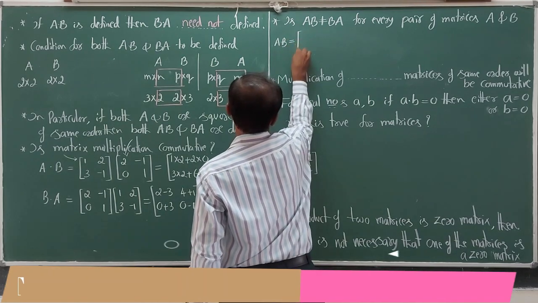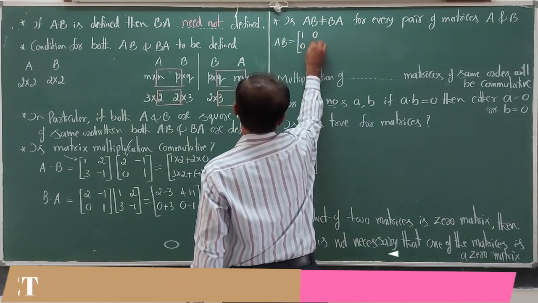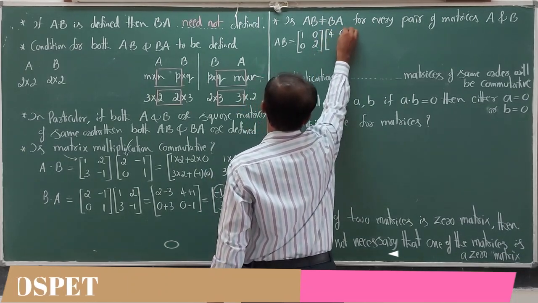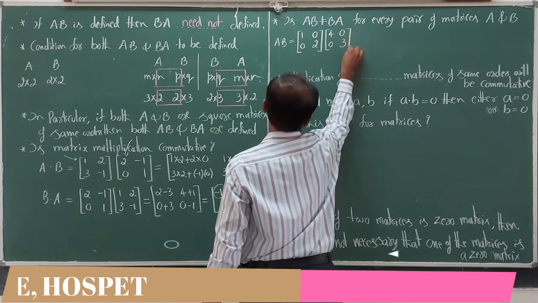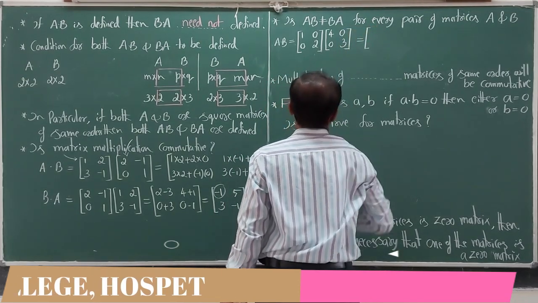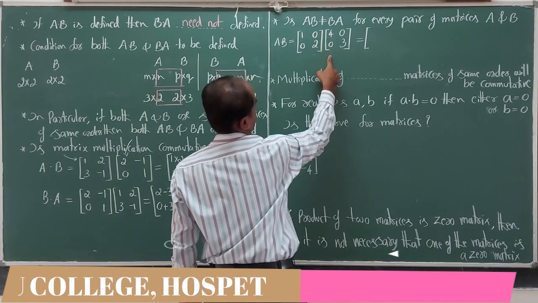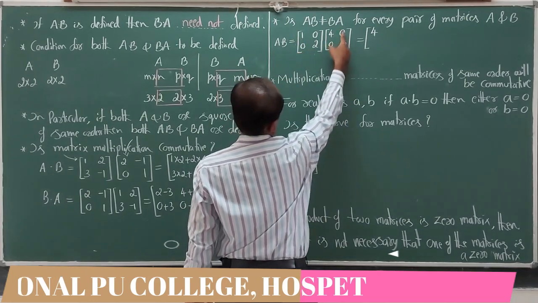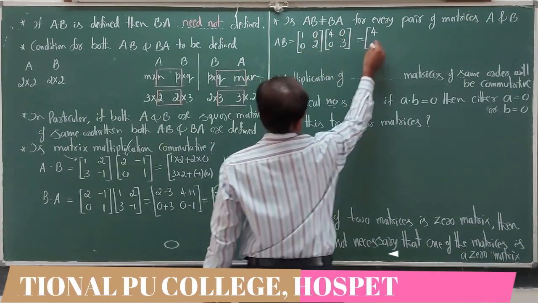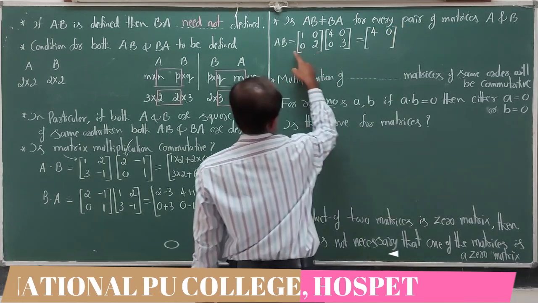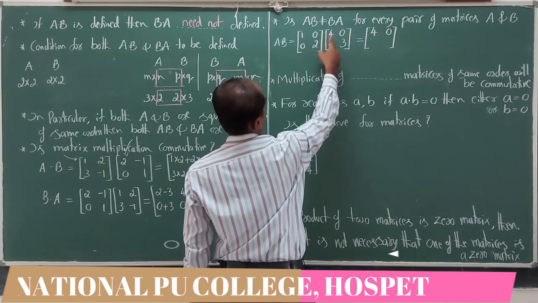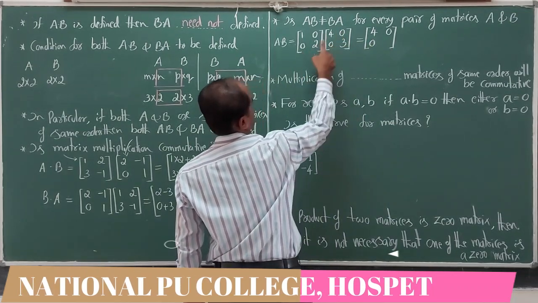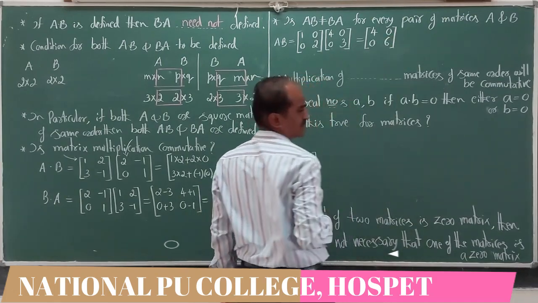A equal to [1 0; 0 2], matrix B [4 0; 0 3]. Let us multiply these two now. First row, first column 1 into 4 plus 0, it is 4. First row, second column 1 into 0 plus 0 into 3, 0. Second row, first column 0 into 4 plus 2 into 0. Second row, second column 0 into 0 plus 2 into 3, that is 6.